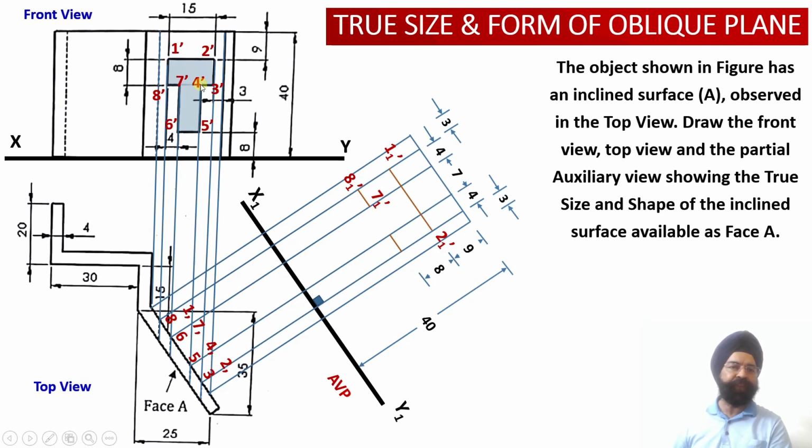Similarly, point 4 dash is located at a distance of 23 millimeter from the ground or the XY reference line. Now corresponding to the point 4 dash, point 4 is located over here onto the edge view. Now alongside this projector line, as I move, from here I need to measure a distance of 23 millimeter. So the moment I measure this distance 23 millimeter, point 41 dash can be located over here.